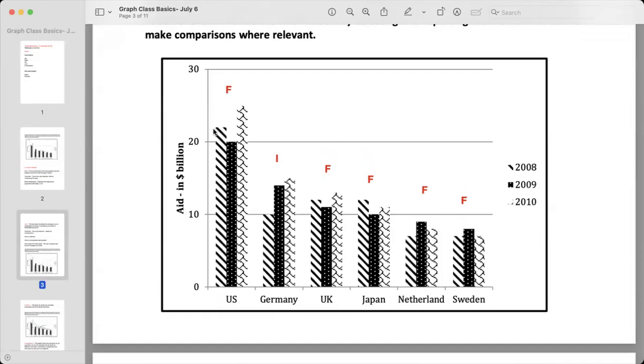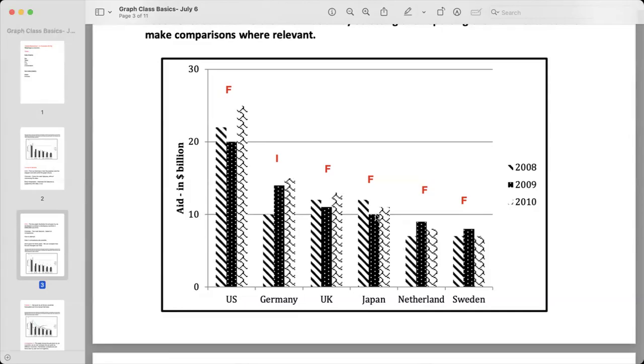So, for example, if you look at the US, in the first year, the aid given was 20. What happened in 2009? It fell. Then what happened? It increased. So basically, it fluctuated. And you can see the same thing for how it changed over the period of time. You can see it for every country. Let's look at Germany. First year 10, then around 14, then 15. So it's an increase. In the UK's case, you can see again there's a fluctuation, decrease and then increase.